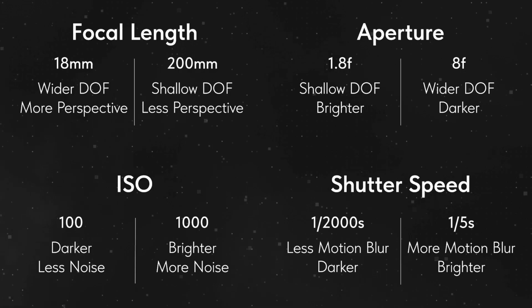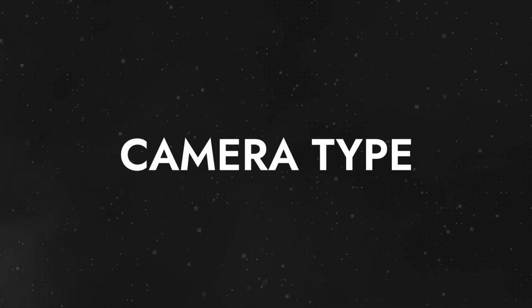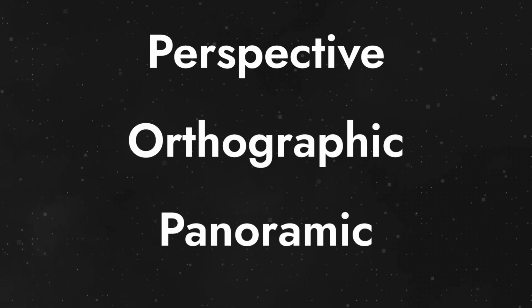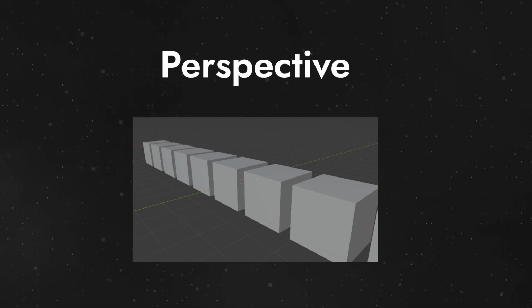So we covered the main parameters. Now let's look at what else we can set up. Camera type. There are 3 main camera types: perspective, orthographic, and panoramic. Perspective cameras simulate how we see the world, where distant objects appear smaller, creating a sense of perspective.